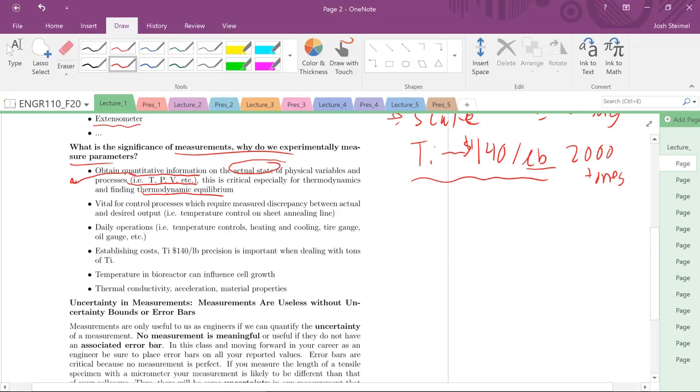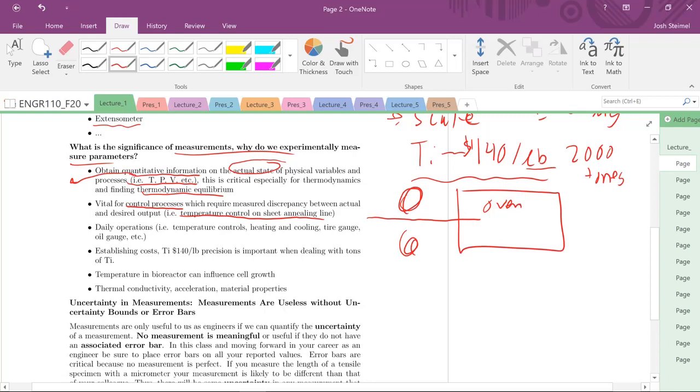If you're more application and practically focused and not interested in the thermodynamic theory behind this, measurements are critical for control processes. Take temperature control on a sheet annealing line. In industry, we would have these huge rollers, you'd pass a sheet of metal through, and then you'd anneal it in an oven. Having really precise control in this oven is critical, because if you deviate plus or minus 10 degrees C, or even less, really plus or minus 5, for certain pieces of metal, you could produce an entirely different microstructure, and that's going to change the properties of your materials drastically.